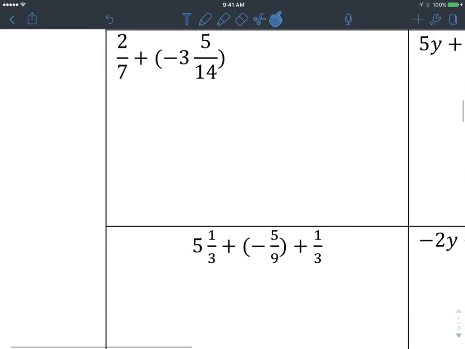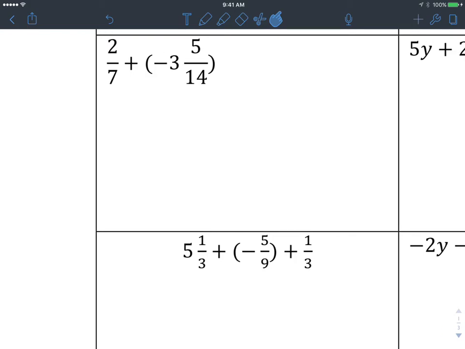But I'll walk you through these last two, especially that last one since it has 3 numbers, it can be kind of intimidating.